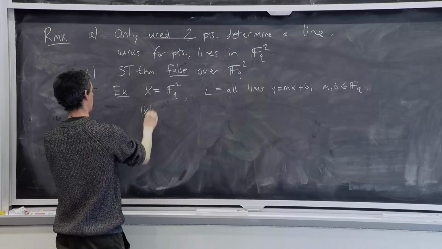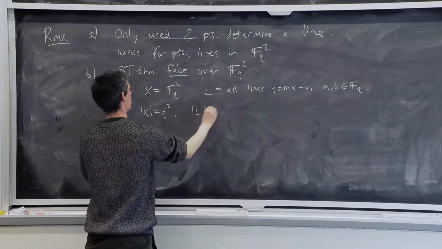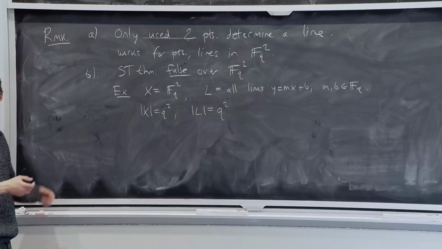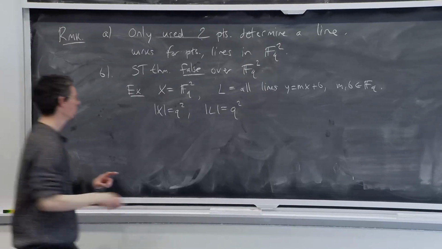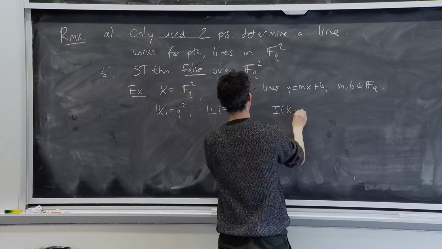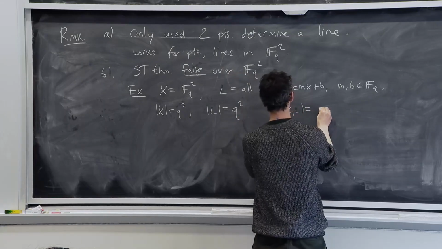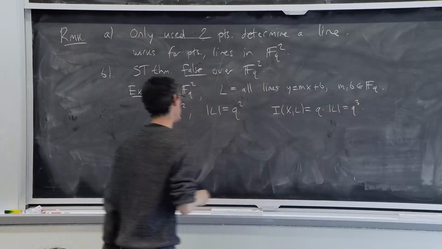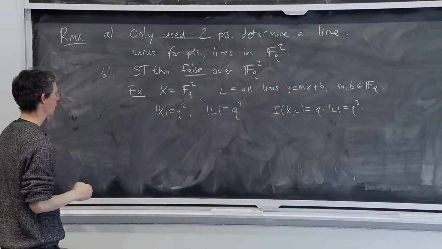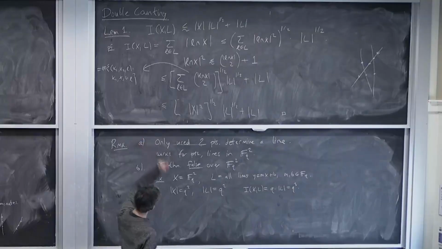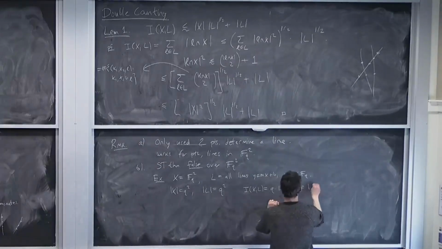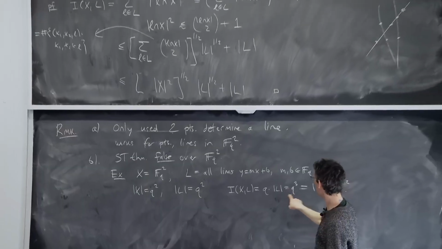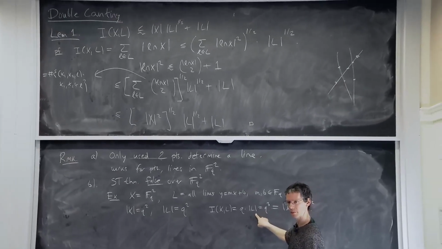OK, so the size of X is q squared. The size of L is q squared. And how many incidences do we have? Well, each line has q points. So incidences between X and L is q times L, which is q cubed. OK. So this example is sharp for Lemma 1. That's equal to X L to the 1/2. It matches that term up there. And it's much bigger than the right-hand side of Szemeredi-Trotter.